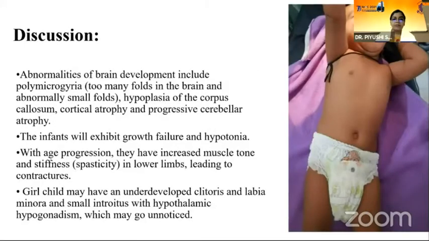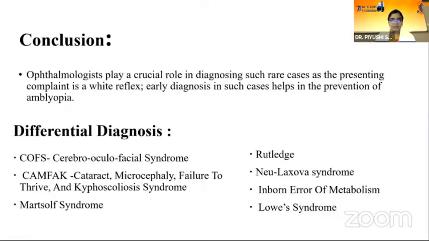The abnormalities of brain development include polymicrogyria and hypoplasia of the corpus callosum. An infant will also exhibit growth failure and hypotonia. So in conclusion, ophthalmologists play a crucial role in diagnosing such rare cases where the presenting complaint is a white reflex. Early diagnosis in such cases helps in prevention of amblyopia.